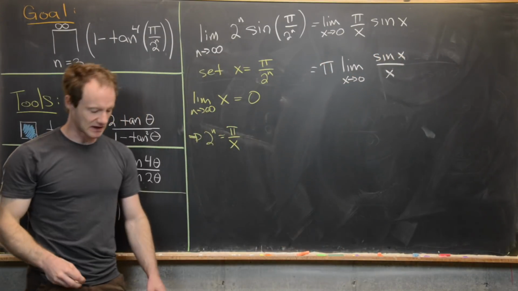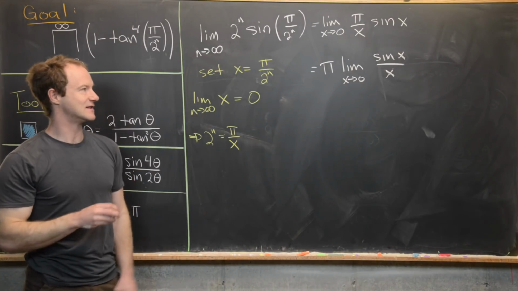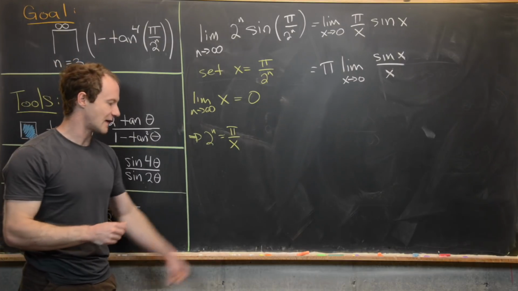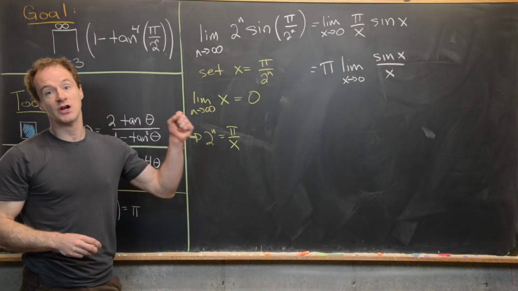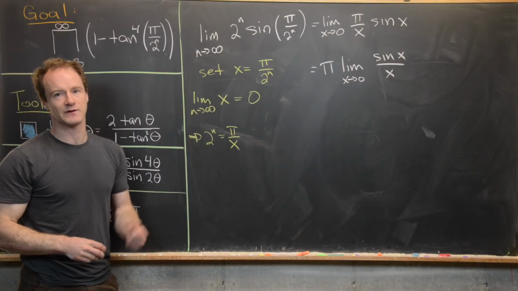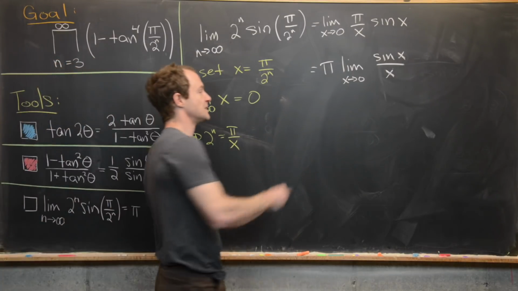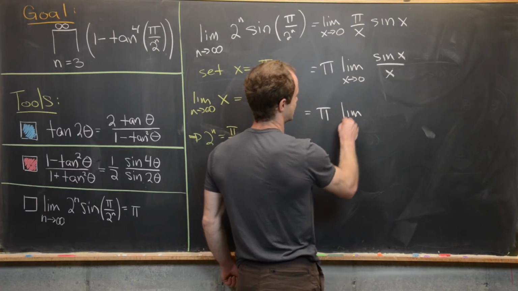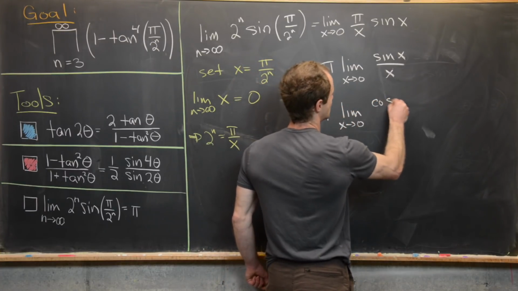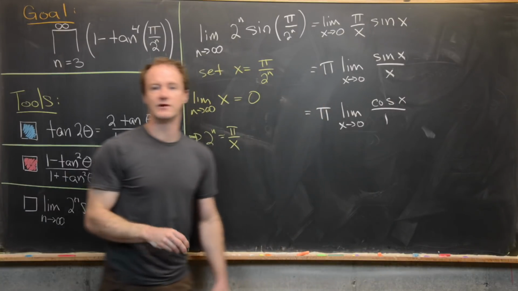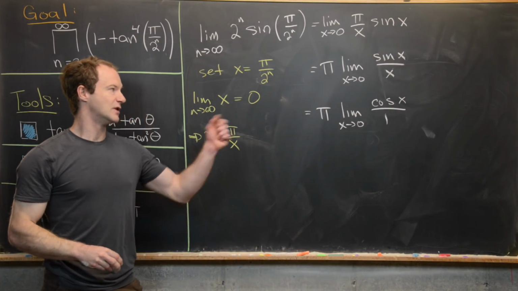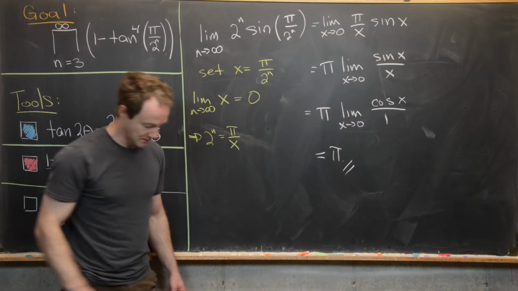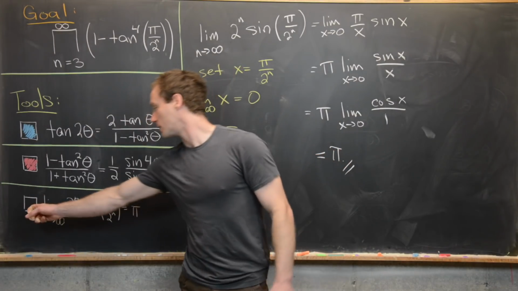Now that's a pretty common limit from Calculus 1. You might remember that that limit is equal to 1, and you can do a really nice geometric argument for that, or we could just apply L'Hopital's rule, noticing that this is an indeterminate form of type 0 over 0. So applying L'Hopital's rule, that gives us pi times the limit as x goes to 0 of cos x over 1, taking the derivative of the numerator and the denominator. But now cosine of 0 is 1, so that gives us that this limit value is pi, which is exactly what we wanted to show.